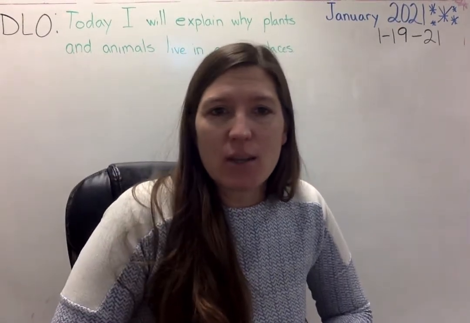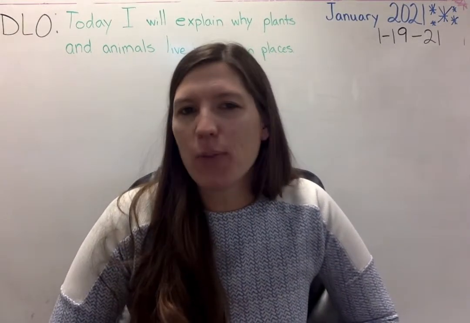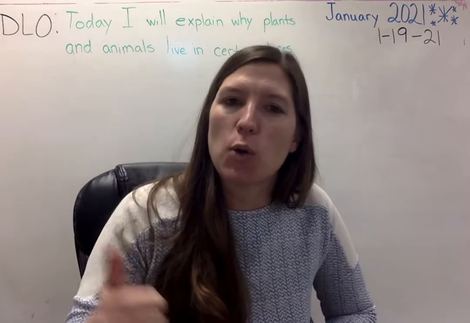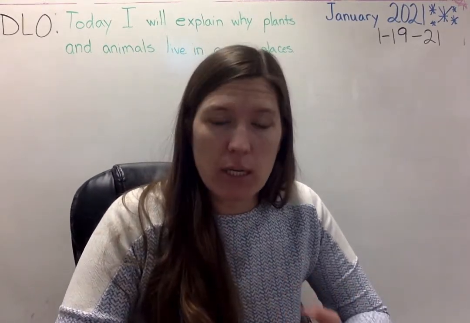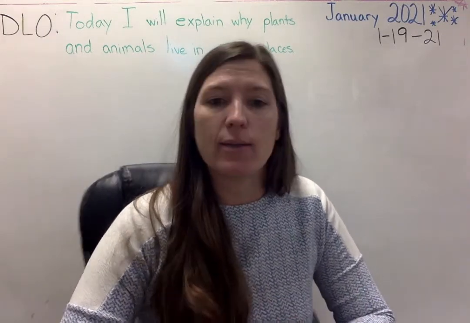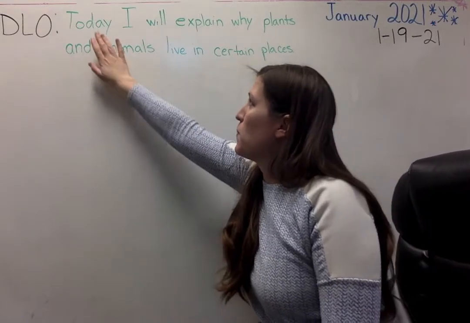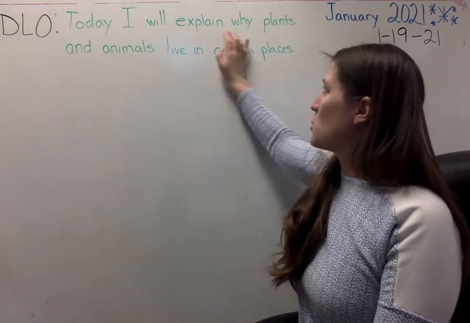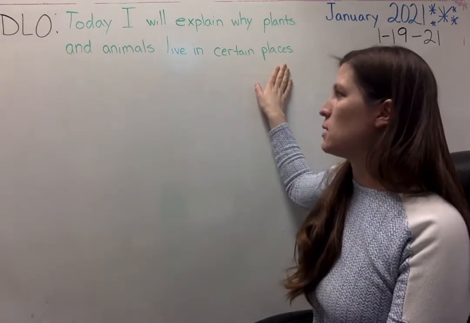Today in science, we're going to talk about why plants and animals live in certain places. So let's go over our DLO. We'll review what plants need, what animals need, and then we'll look at a couple pictures and discuss. So here's our DLO, our daily learning objective. Today I will explain why plants and animals live in certain places.